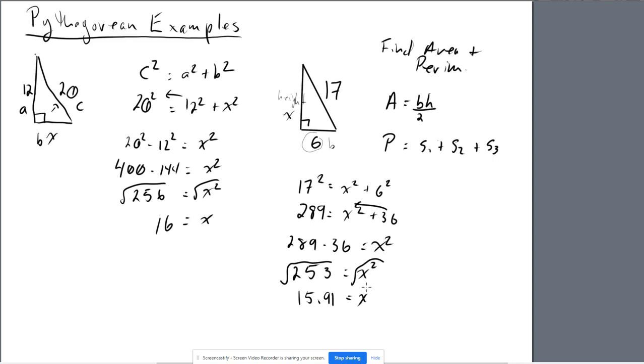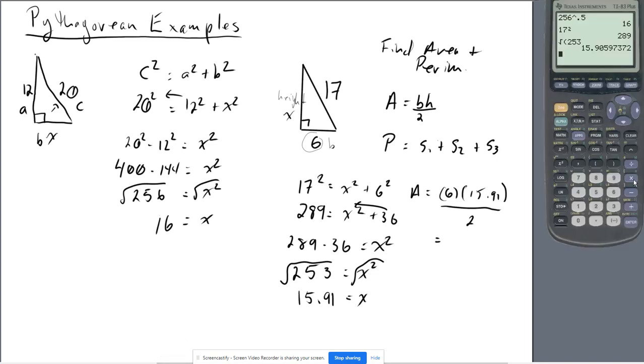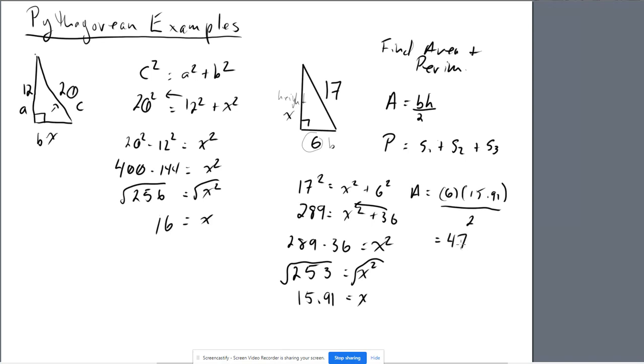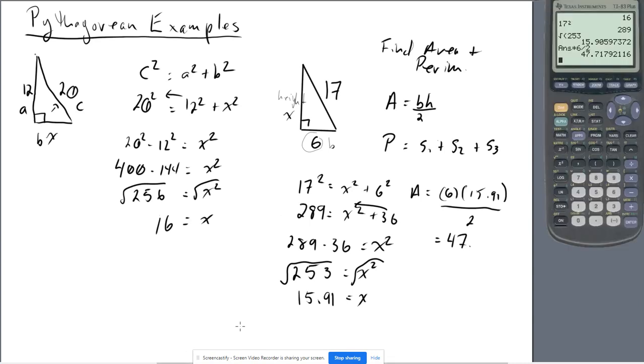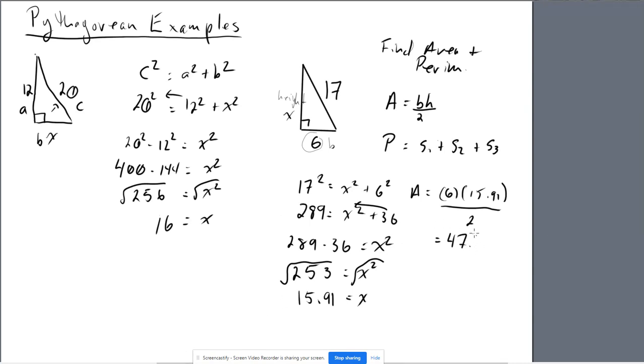So that is what the height of that triangle is. So if I want to find the area, it is equal to base, which is 6, times height, which is 15.91, divided by 2. So I'm going to grab my calculator and we're going to do that really quickly. We've already got the height right there. So I'm going to multiply by 6 and then divide by 2. We're going to find out that the area is 47.772 units squared. Okay, all good.